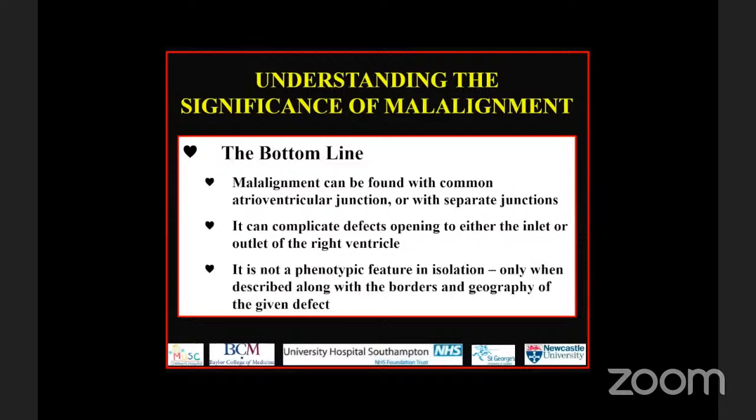But what we've tried to emphasize also, and you've seen that most beautifully with the demonstrations that Andrew has shown you regarding the conduction system, is that it is the phenotype dictated by the borders that give you that crucial information. So borders are important, geography is important. Malalignment itself is not a phenotypic feature in isolation, but when it is present, it needs to be described. And that is our take-home message.